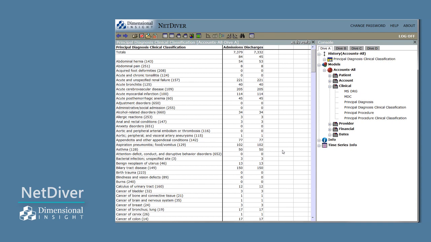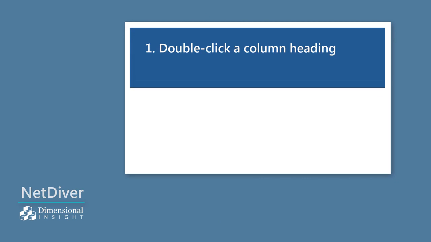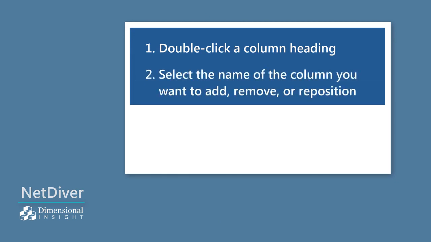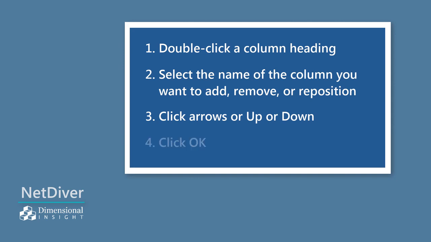So that's how you add, reposition, and remove columns in your view of your data. You double-click any column heading, select the name of the column that you want to add, remove, or reposition, click an arrows button to move the column heading to the relevant area, or click Up or Down to change the position of the column, and then click OK.